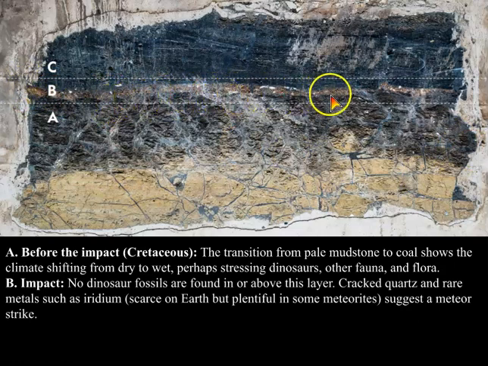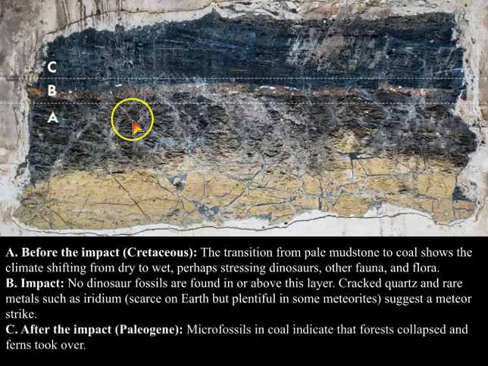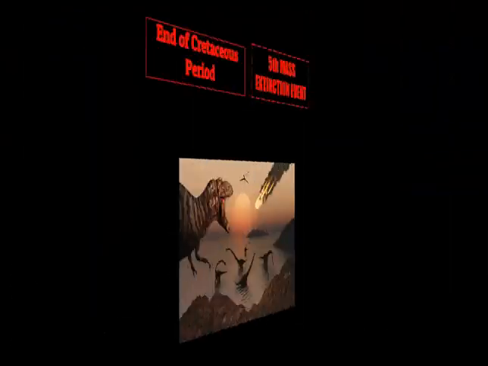We have no dinosaur fossils. You can see that little layer right there. We have no dinosaur fossils above that layer, and this layer is found all over the Earth's surface. We find iridium and elements that are rare on Earth but plentiful in meteorites. So this is really signifying when that asteroid impact occurred that ultimately led to the dinosaurs going extinct. Basically, forests collapsed. We had lots of microfossils in coal, so kind of evidence showing how the planet had changed after this impact.